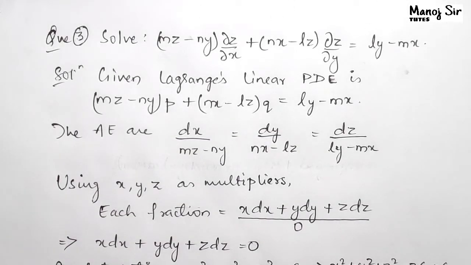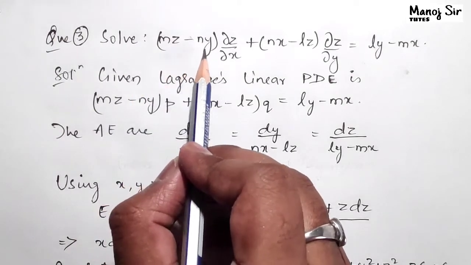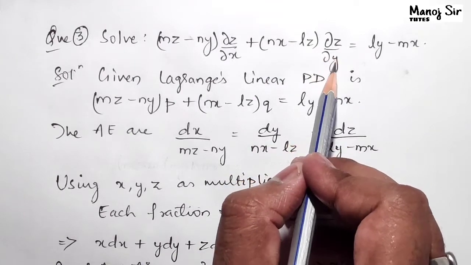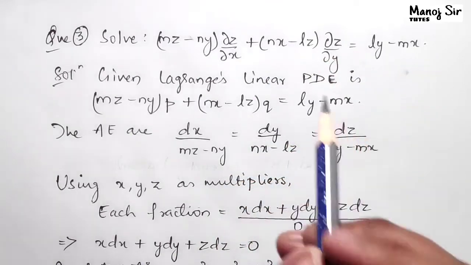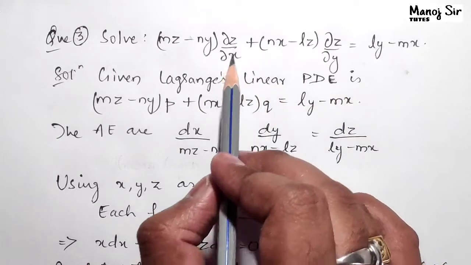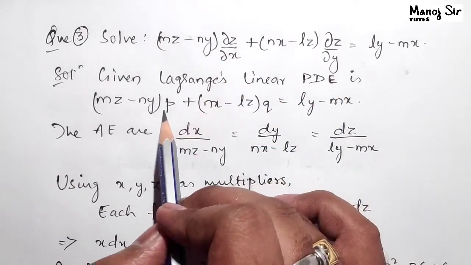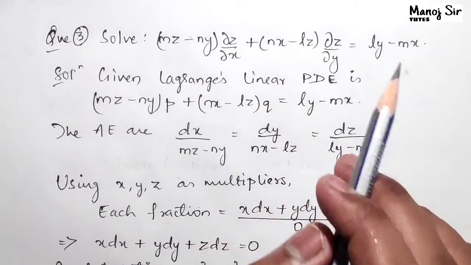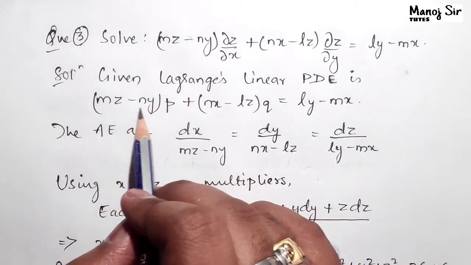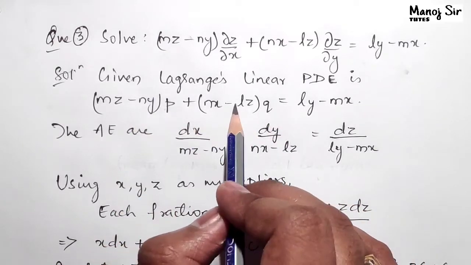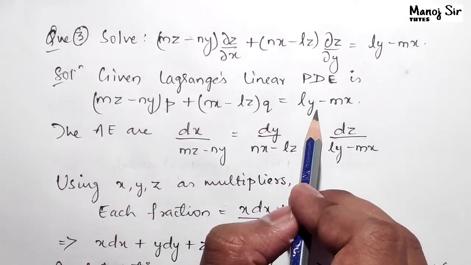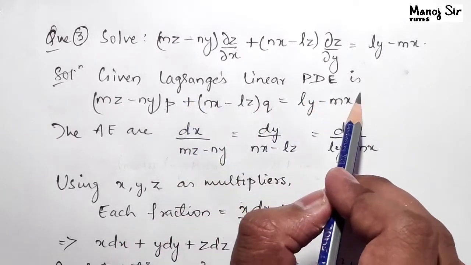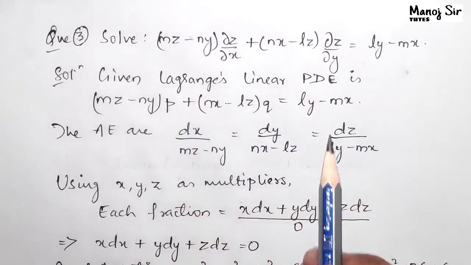The question says: solve (mz minus ny) del z upon del x plus (nx minus lz) del z upon del y equals ly minus mx. This is my given question. What is del z upon del x? That is small p. What is del z upon del y? That is small q. That we know from video number 1. Since the equation is in the form of Pp plus Qq equals R, this partial differential equation is Lagrange's linear partial differential equation.